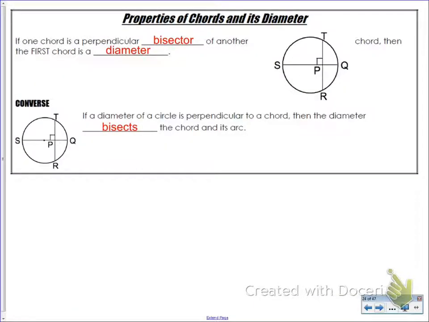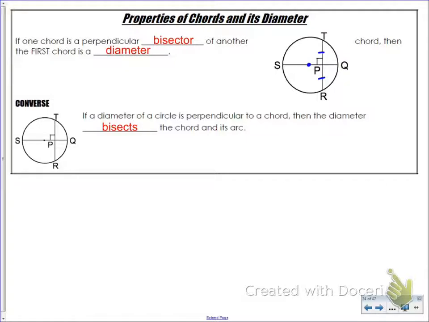All right, our next chord property has to do with chords and diameters. So it says if one chord is a perpendicular bisector of another chord, then the first chord is a diameter. So what I'm saying is that TR is perpendicular to SQ and it's bisecting TR, so TP and PR are congruent to each other. Therefore, SQ is going to be a diameter, meaning it passes through the center of the circle. The converse of that is also true.